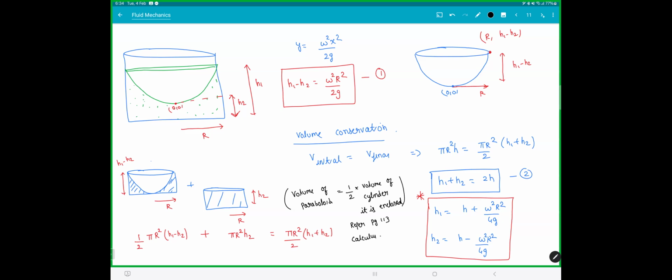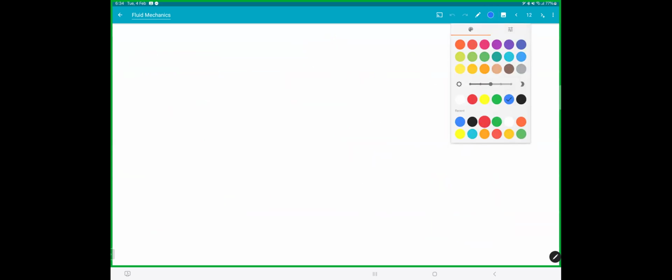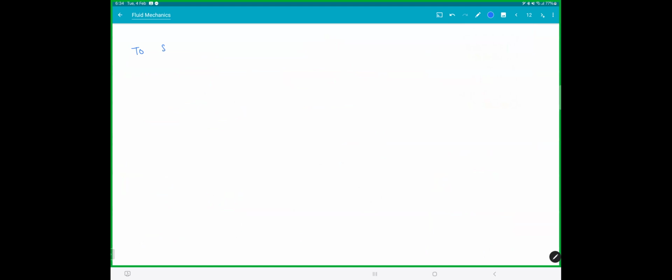Now they can add further questions. They can ask you to find omega if the liquid spills out. For it to spill out, what should happen? If the liquid has to spill out, then H1 should be greater than or equal to capital H. If H1 is greater than capital H, the liquid will spill out. So H1 is h plus omega square R square by 4G, greater than H. So we get omega must be greater than the square root of 4G into (H minus h) by R square. If you exceed this omega, the liquid is going to spill out. So this is another way of asking questions. In the paragraph, they can ask multiple things.